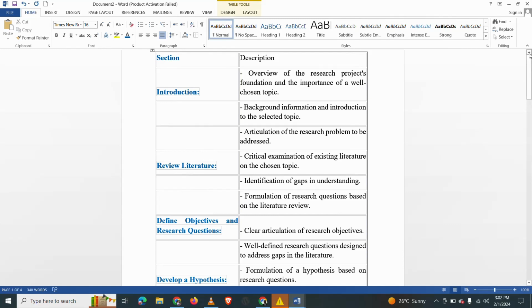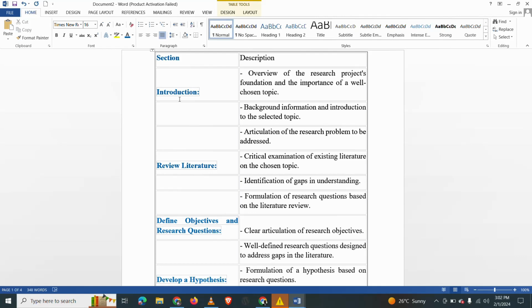So from the introduction, the foundation of any research project lies in a carefully chosen topic that not only captures the researcher's interests, but also aligns with the broader context of the field of study. This introduction serves to provide background information, introduce the chosen topic, and articulate the research problem that the study aims to address.